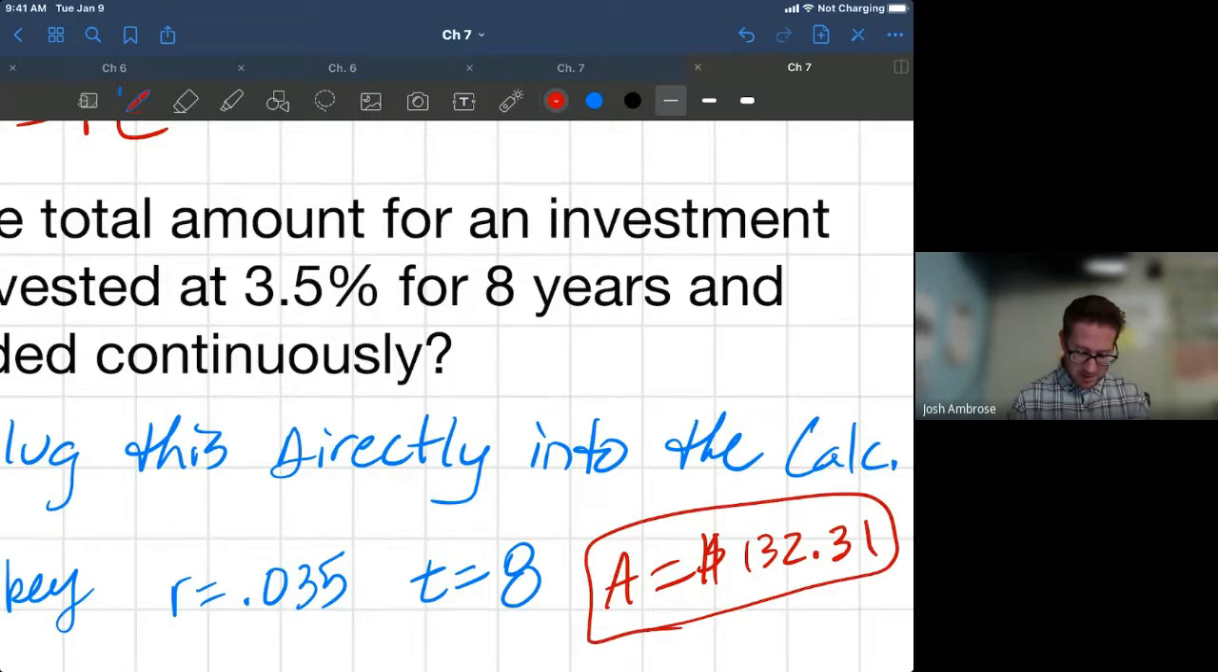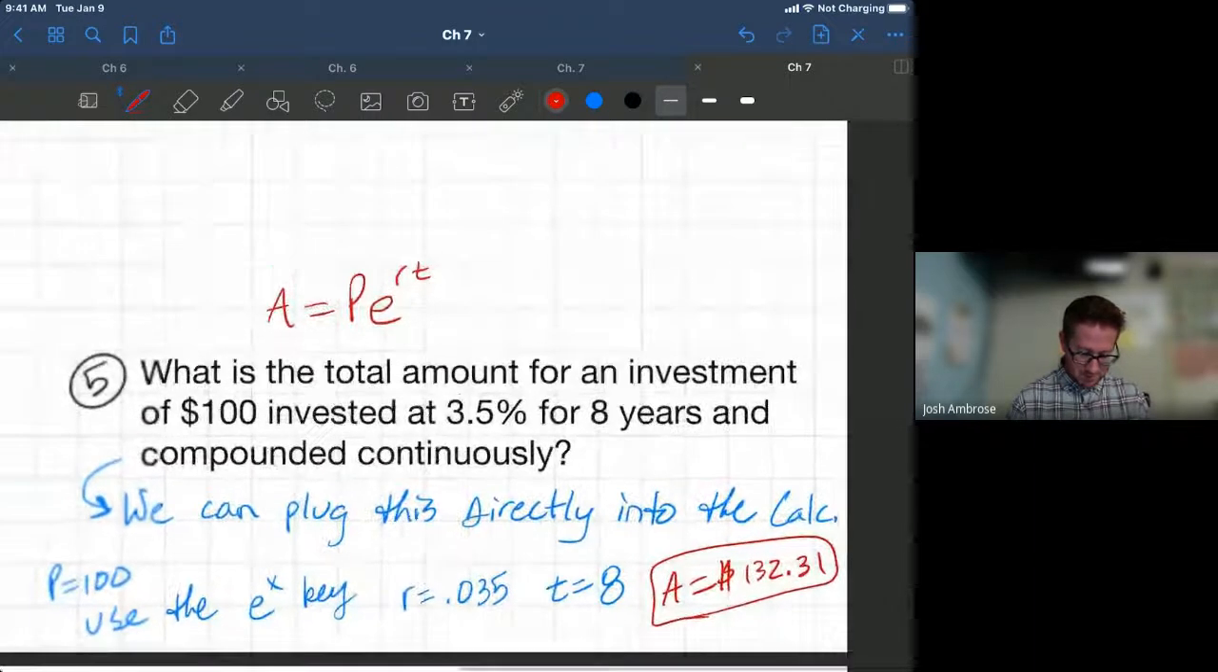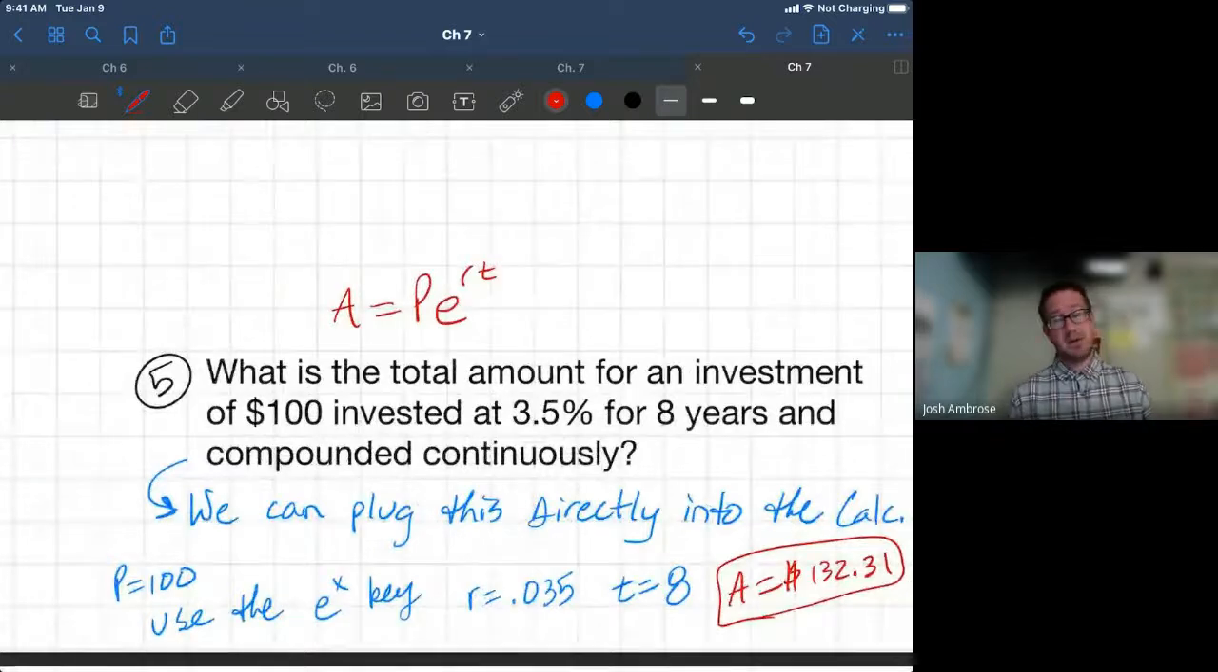Okay, so again, remember the equation. Remember, you can use your calculator, plug in the values where they belong. And if you do it the right way, you should be getting that your compounded interest is about $132.31. That's it, guys. Short, sweet, right to the point there.